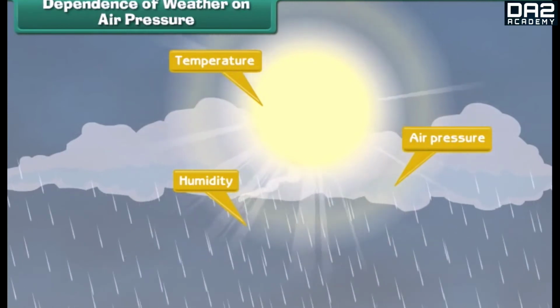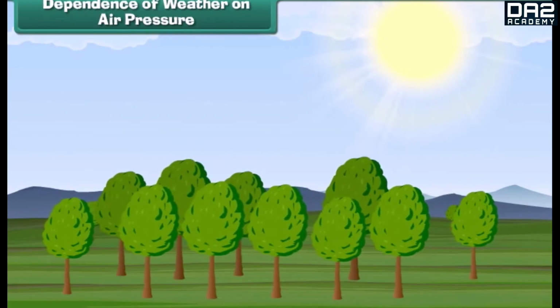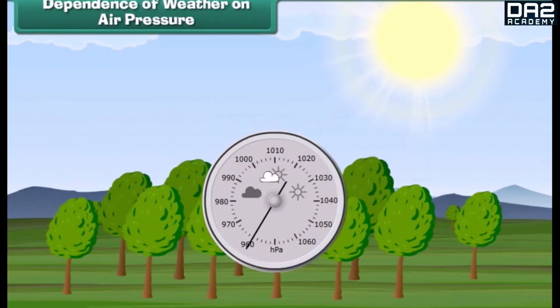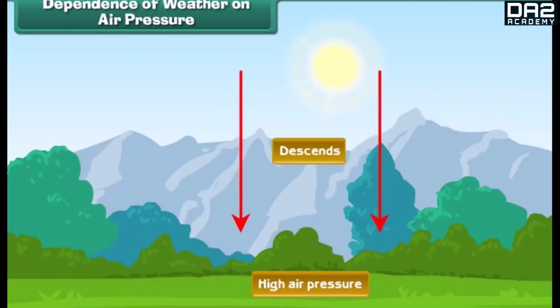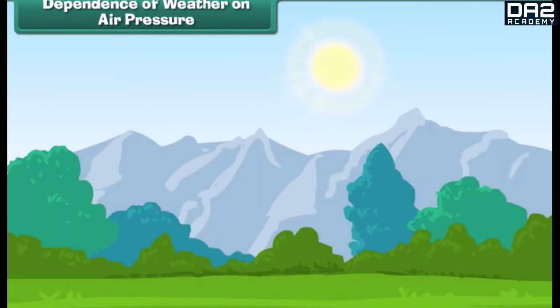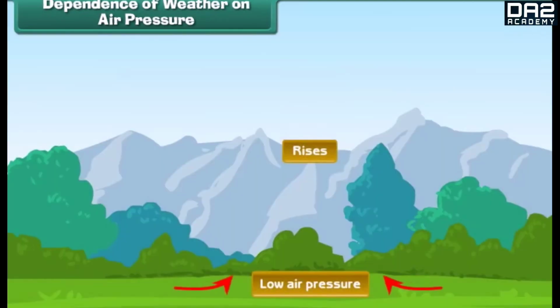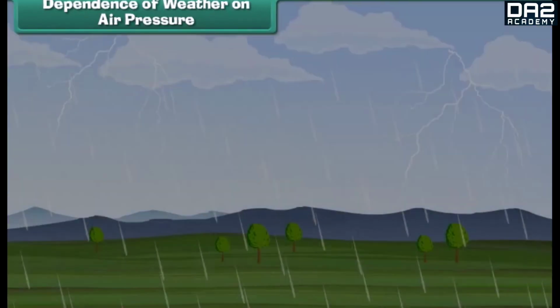What next? Yes, air pressure. You might not realize, but the air around you actually has a weight. We measure air pressure with a device called the barometer. In areas of high pressure, the air slowly descends to the Earth's surface. High-pressure areas are associated with clear sunny days. In areas of low pressure, air rises up into the atmosphere. Low-pressure areas have high humidity, clouds, rain, and other kinds of precipitation.